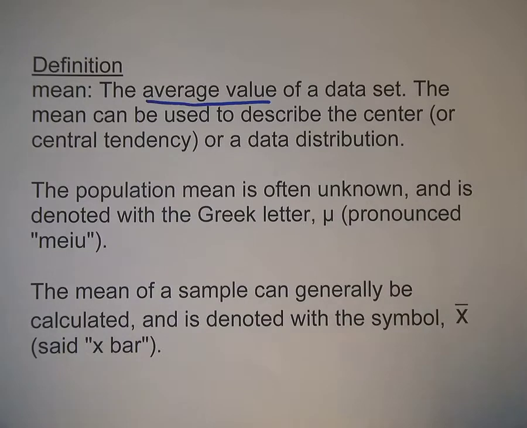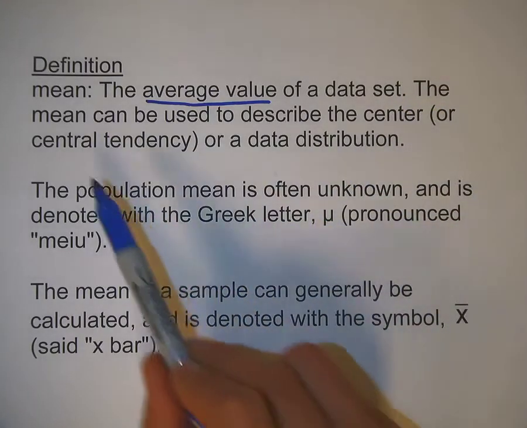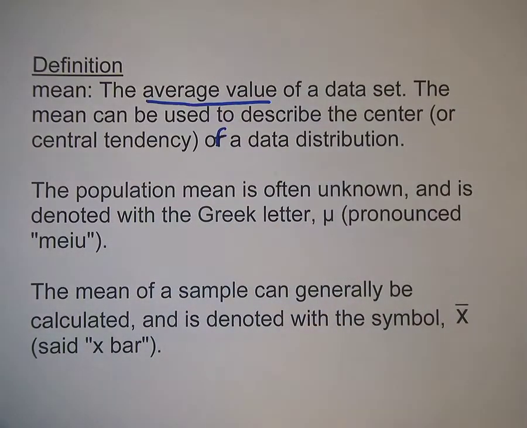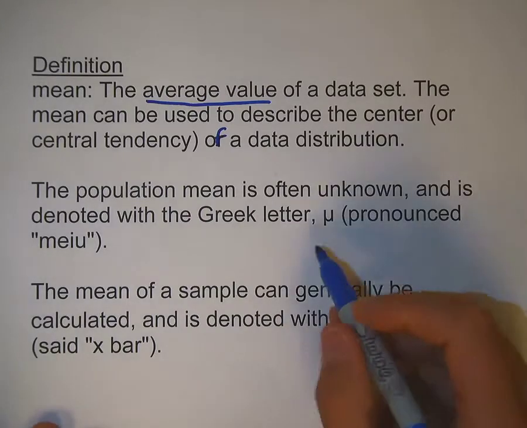Remember, when describing the distribution, we want to describe the center, the spread, the shape, and then any unusual features. So this is one way of measuring the center. Sometimes we call the mean a measure of center or a measure of central tendency of a data distribution. So the population mean is often unknown and is denoted with the Greek letter mu.